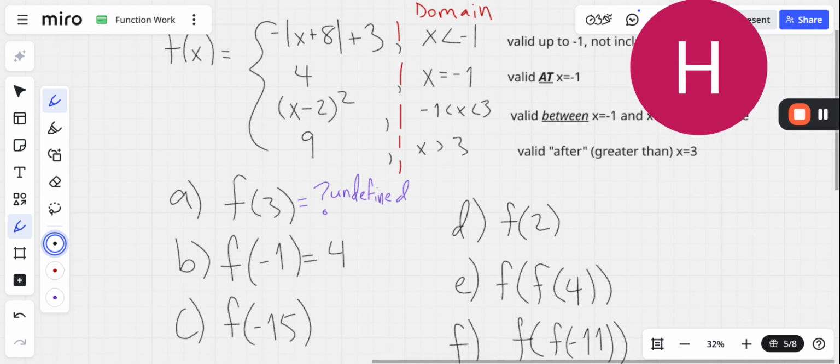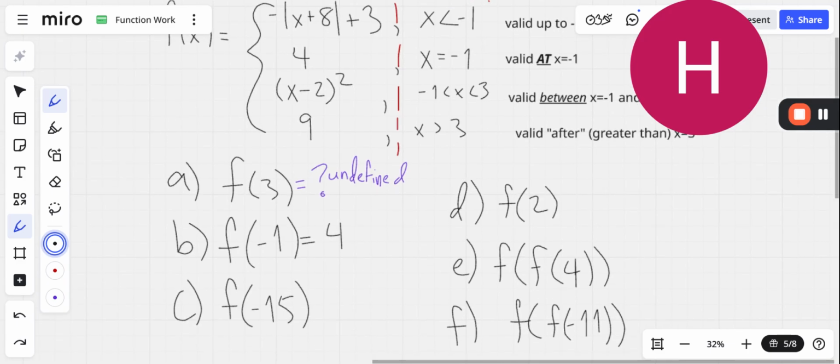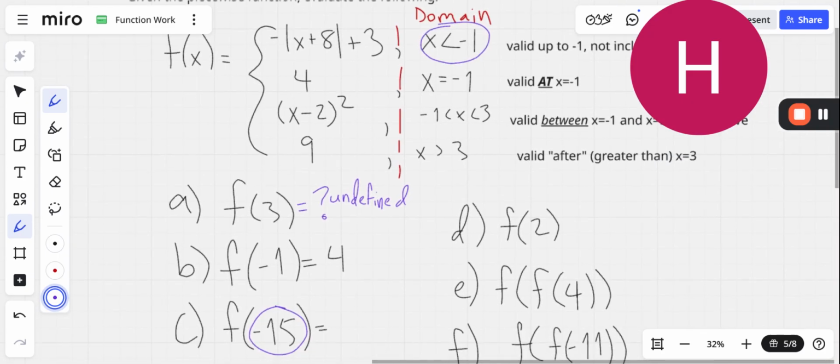They don't have an x to plug into. So if we're in this domain, at x equals -1, the y value is simply just 4, no work required. Let's take a look at -15. This one is finally interesting because -15 is obviously less than -1. So we have to use this piece to get its function value.